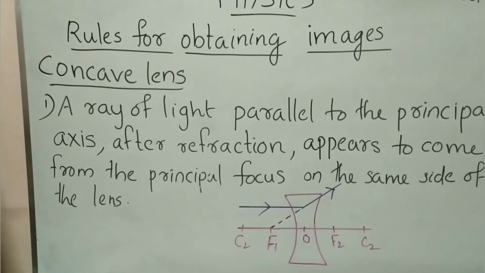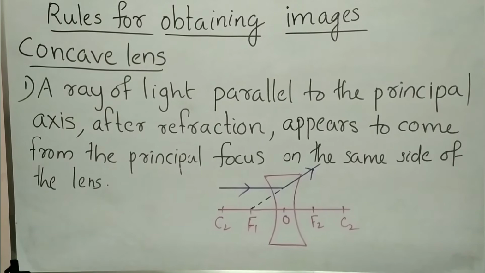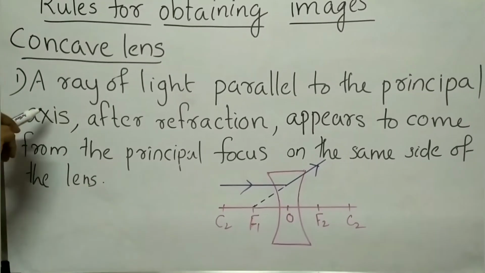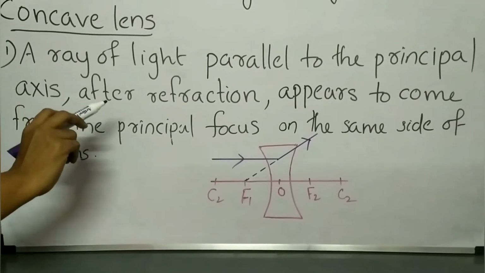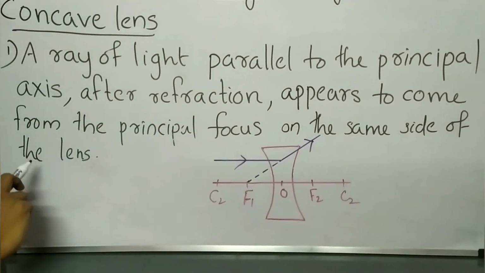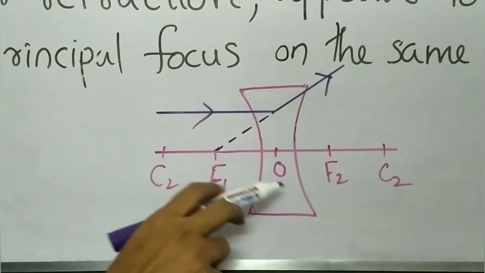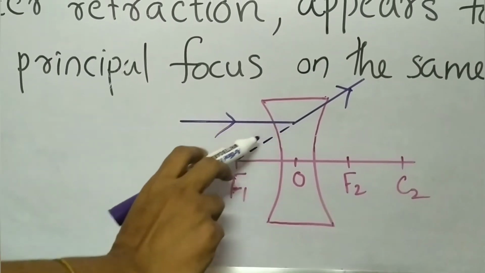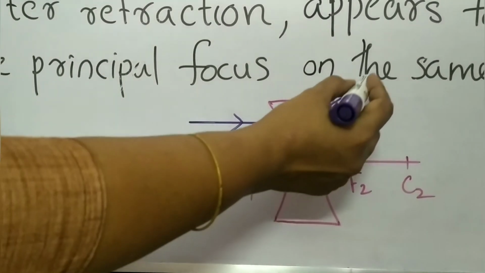Like convex lens, in case of concave lens also we have to learn three rules. First one, a ray of light parallel to the principal axis after refraction appears to come from the principal focus on the same side of the lens. Here you can see this is a concave lens, a ray which is parallel to the principal axis. After refraction, the ray is passing like this.